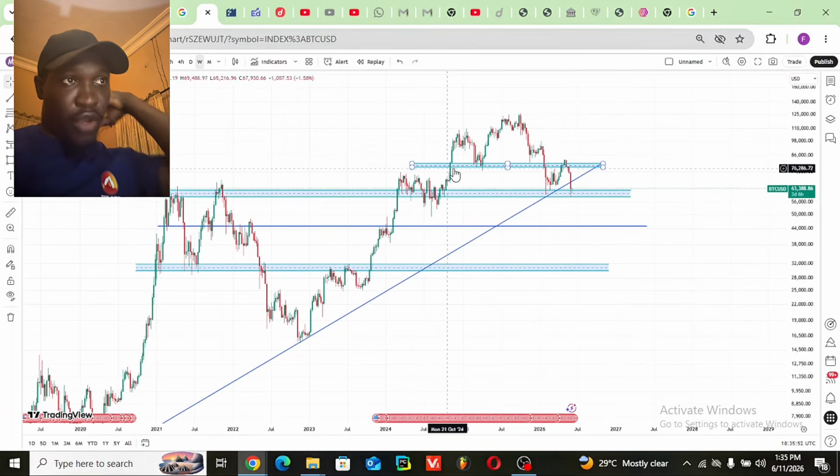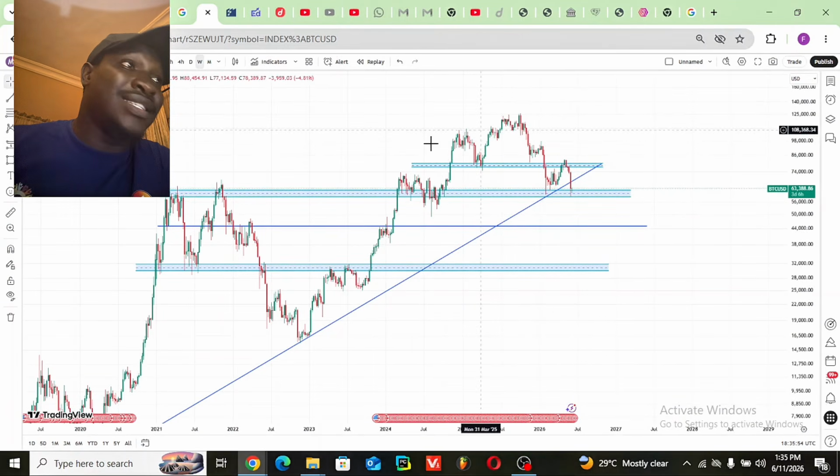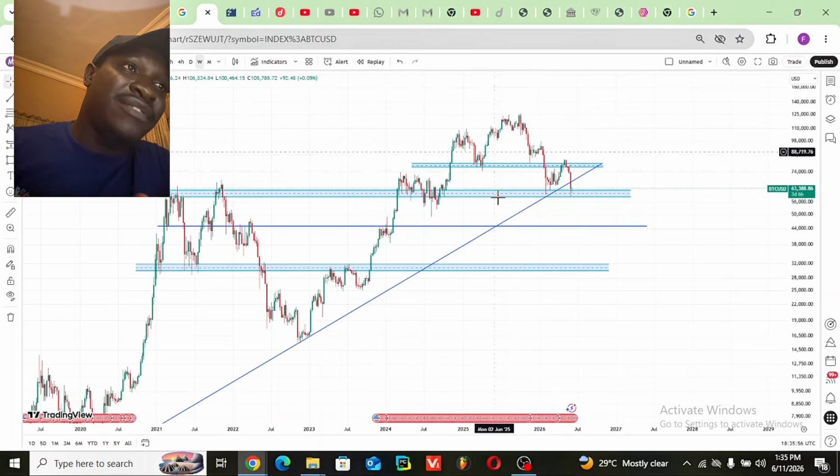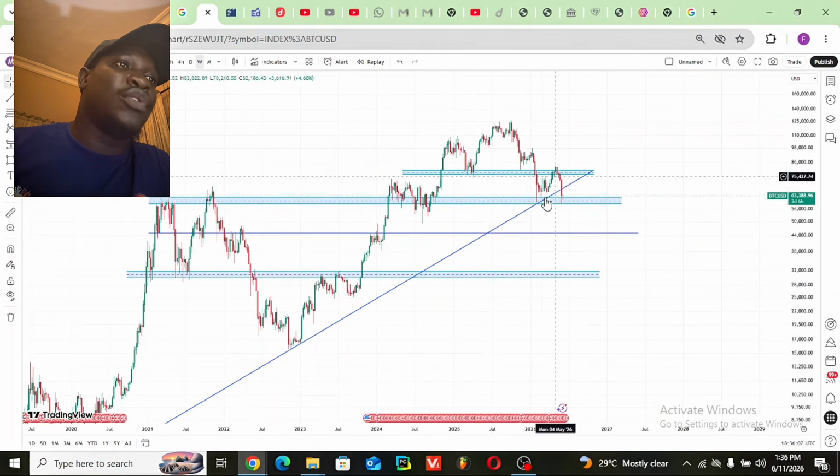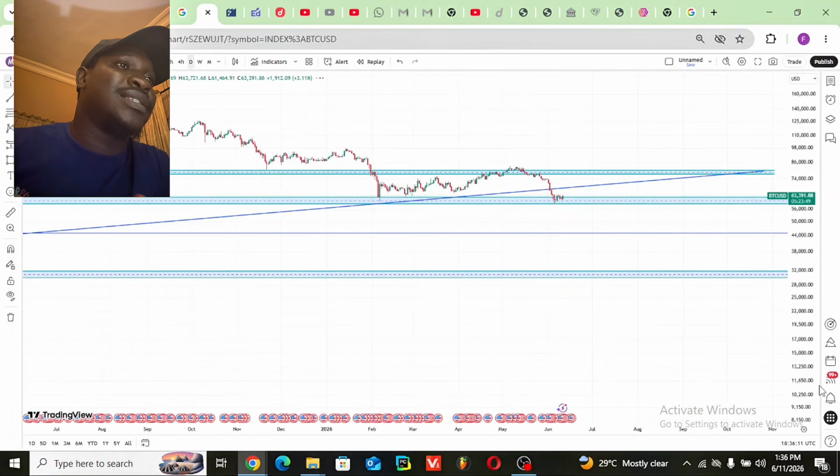Getting to identify your key levels, very important. Getting to identify your key levels, as you can see, very important. So we have one right here, we also have another one right here, but now let's move closer to what the market is doing right here. Let's see.